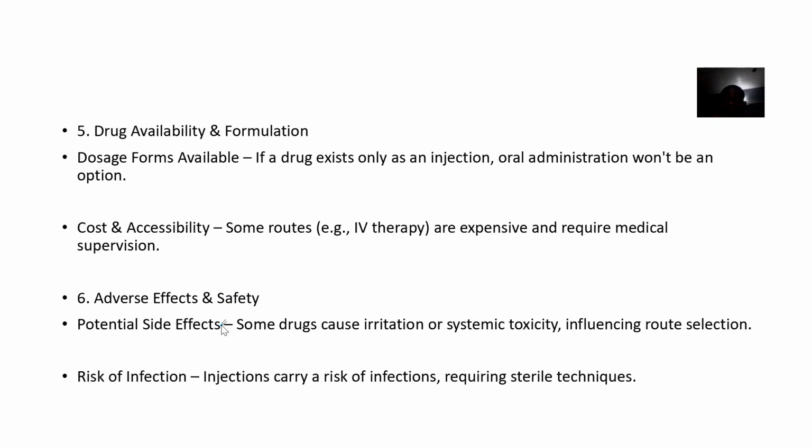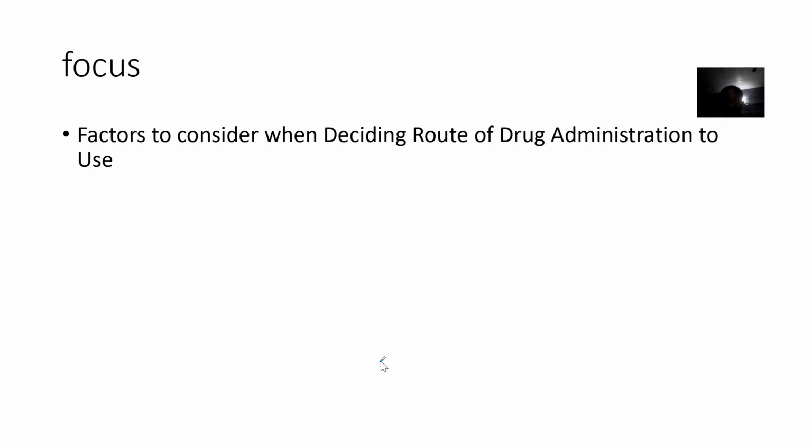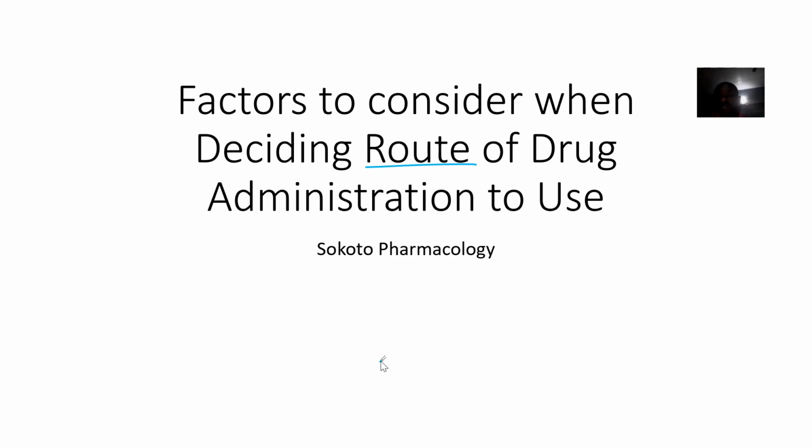So also drug availability and formulation. Is the drug easily available? Cost and accessibility. All right. You check all those adverse effects and safety. Also risks of infection. So that's just it for this. Different factors you consider when you're trying to choose the route of drug administration to use.